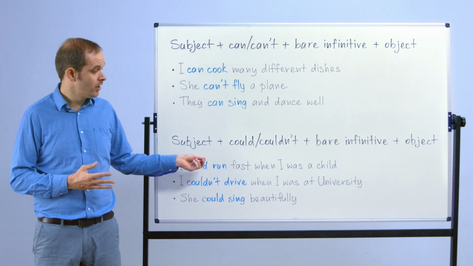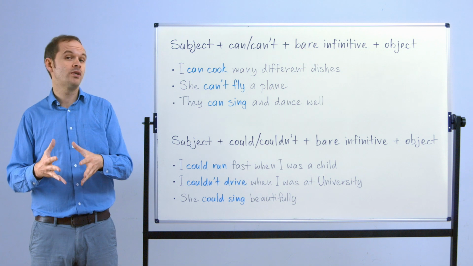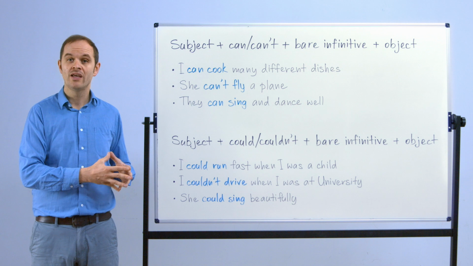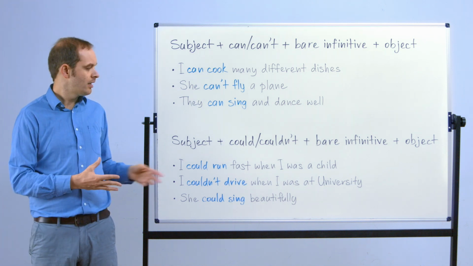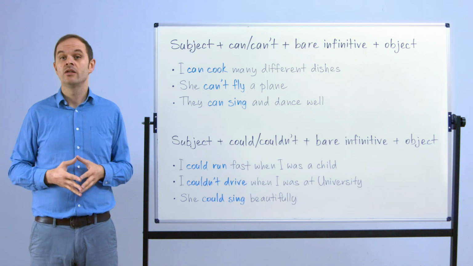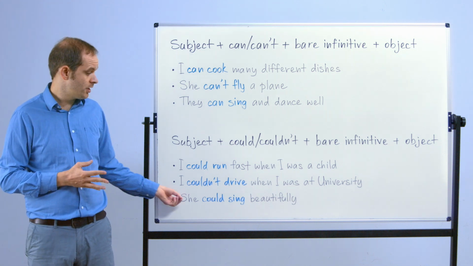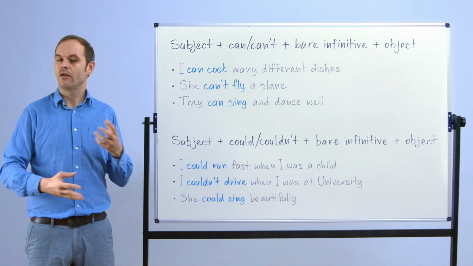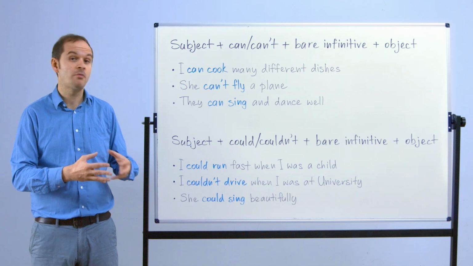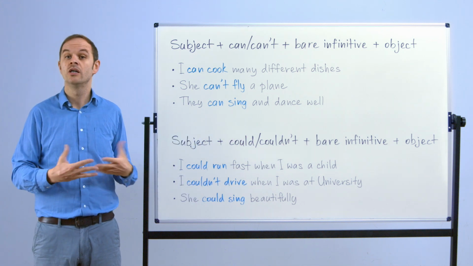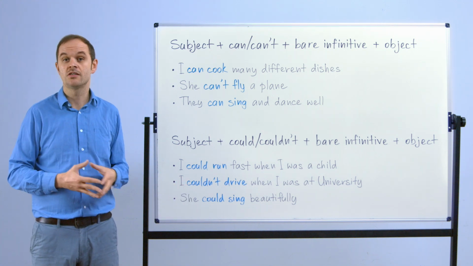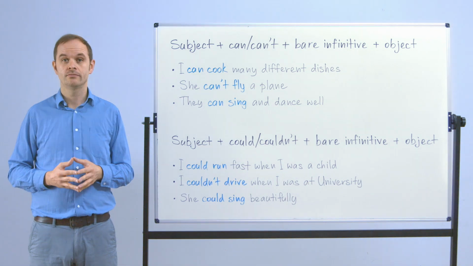I couldn't drive when I was at university. So again, we're stating in the past something that we were not able to do, what we couldn't do. And again, there's some contrast here. And what this person is saying, well, I couldn't drive at university, but probably now this person can. She could sing beautifully. So again, we're describing an activity in the past. Maybe this person doesn't sing anymore. Maybe we're talking about a singer from years ago who's no longer alive. But what we do know from this sentence is that in the past, this person could sing beautifully.